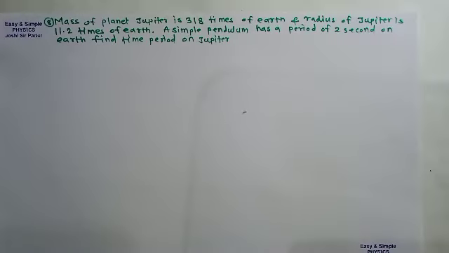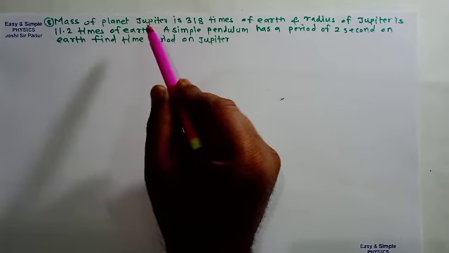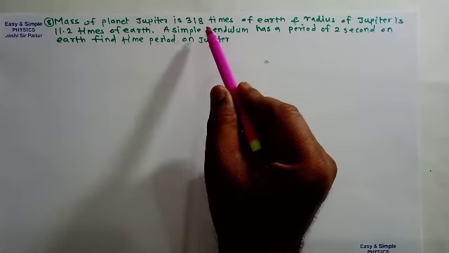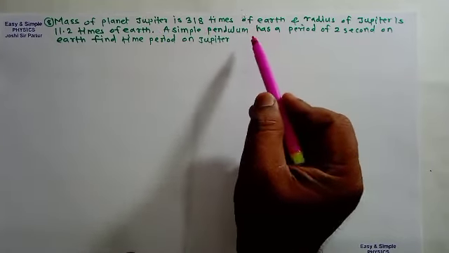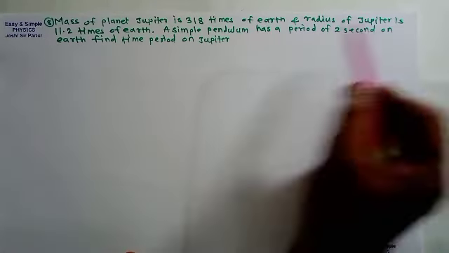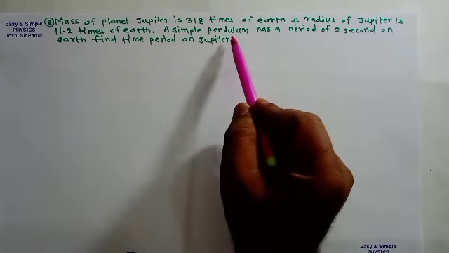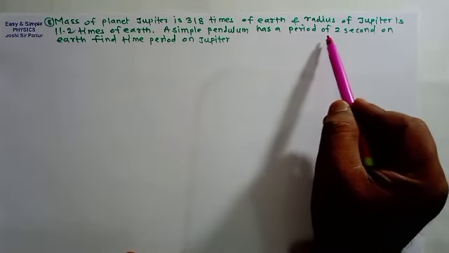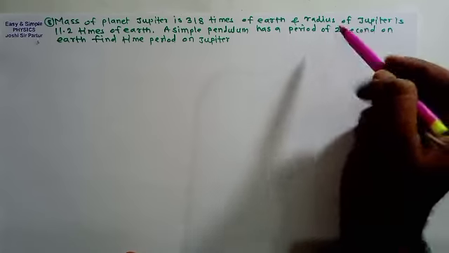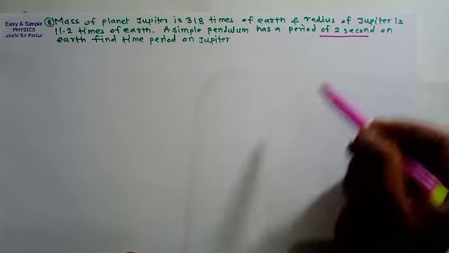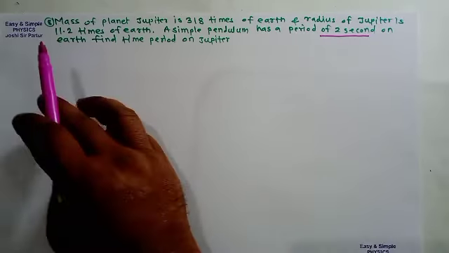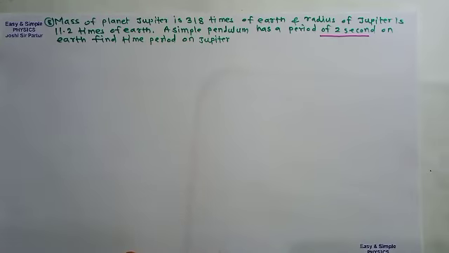In this example, mass of planet Jupiter is 318 times that of Earth and radius of Jupiter is 11.2 times that of Earth. A simple pendulum has a period of 2 seconds, which means a second's pendulum is given on Earth. Find the time period on Jupiter.